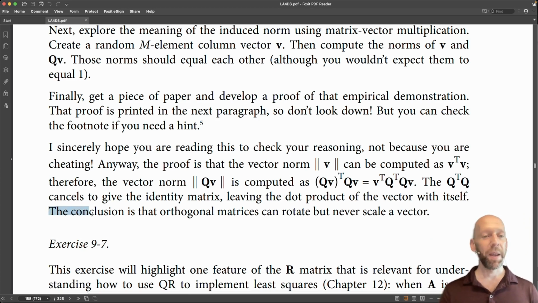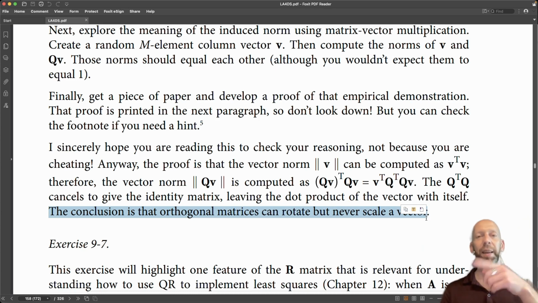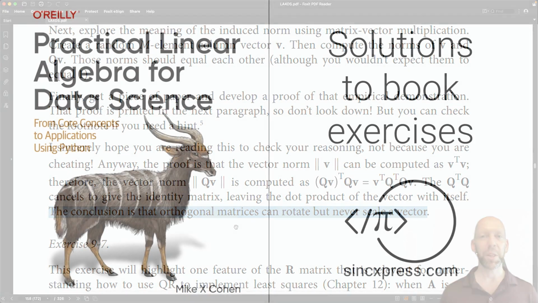So the conclusion from that proof and this whole exercise is that orthogonal matrices can rotate a vector. They can change the direction, but they cannot scale. They cannot make a vector shorter or longer. That may sound sort of academic and esoteric and pointlessly detailed mathematically, but it turns out that property is really important. This is an important property for principal components analysis, for example, and lots of other advanced applications in multivariate analyses and machine learning techniques.